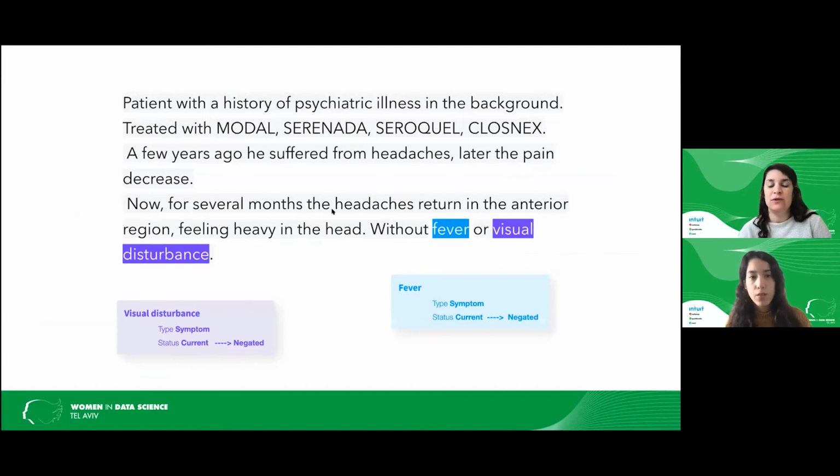Another feature that we would like to find in the text is the value of the concept. A concept can be mentioned in a positive manner or a negated manner. For example, fever or visual disturbance are negated in the text because of the word without. So it's very important for us to find the value of the concept as well.